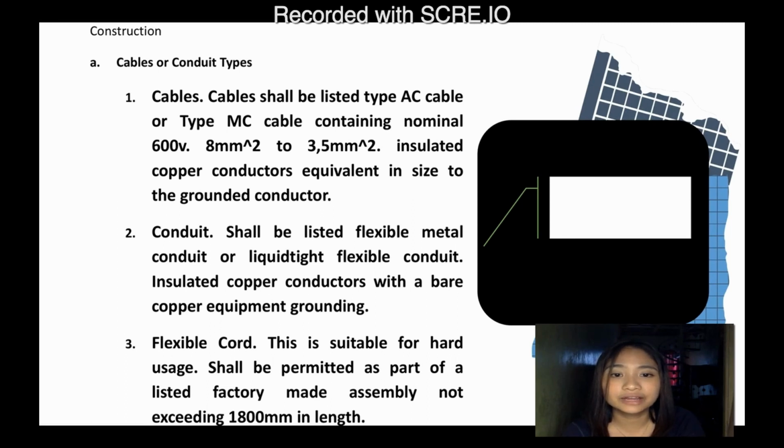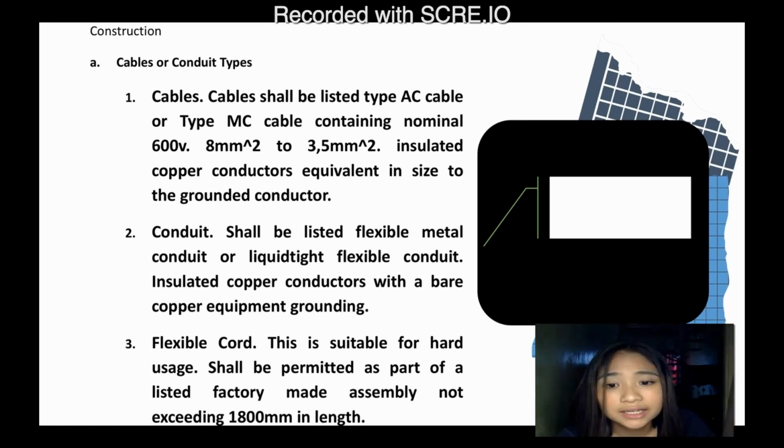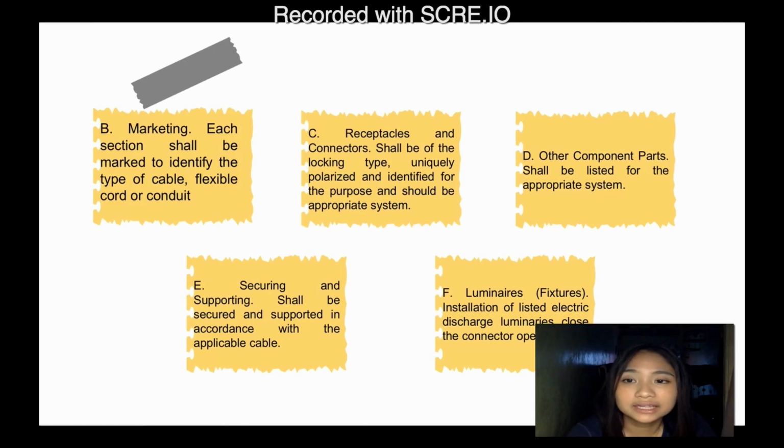Conduit shall be listed flexible metal conduit or liquid-tight flexible conduit, with insulated copper conductors with a bare copper equipment grounding conductor. Flexible cord, this is suitable for hard usage, shall be permitted as part of a listed factory-made assembly not exceeding 1,800 millimeters in length. B, marking. Each section shall be marked to identify the type of cable, flexible cord, or conduit. Kailangan daw nakamark ito para mabilis ma-identify yung type ng cable or the flexible conduit.